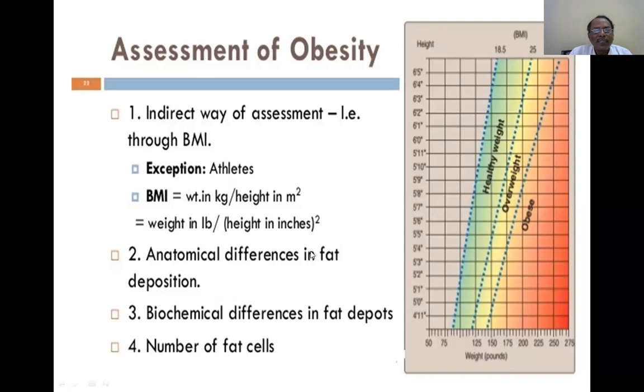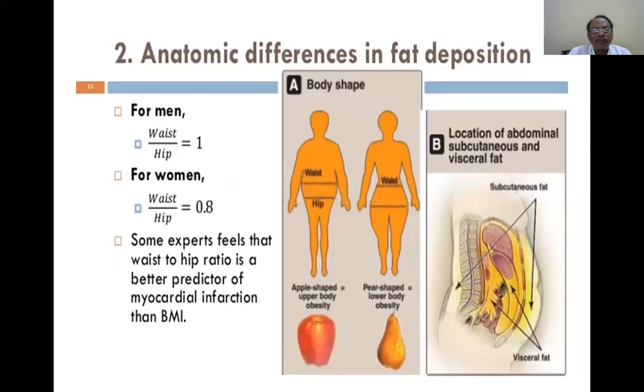So anatomical differences in fatty deposition is another way of pronouncing obesity. Biochemical differences in fat deposits can be obtained, and obesity can be recognized. The number of fatty cells can also give an indirect assessment of obesity. Anatomic differences in fat deposition.